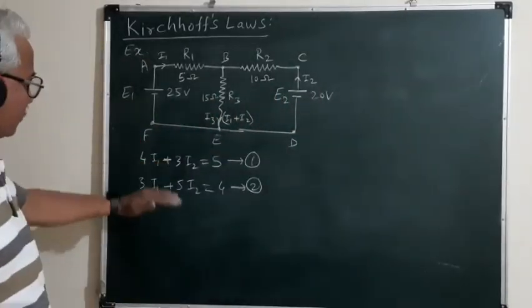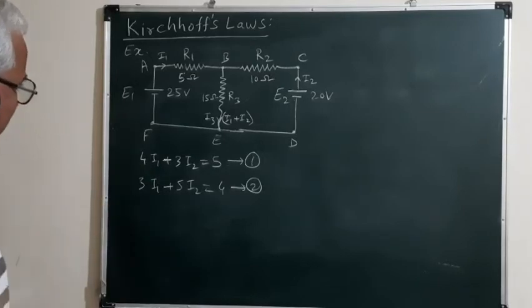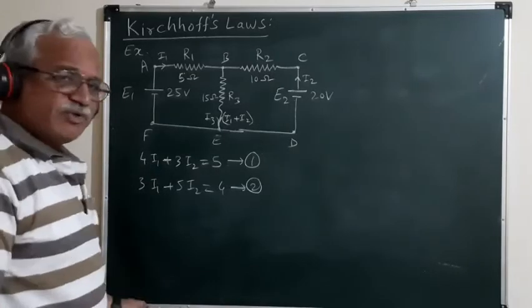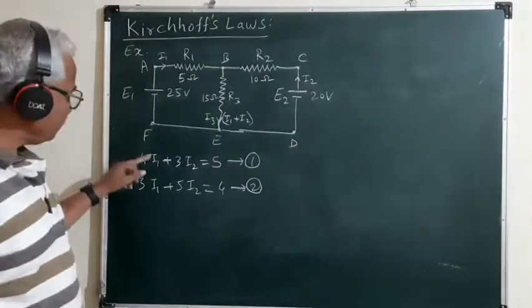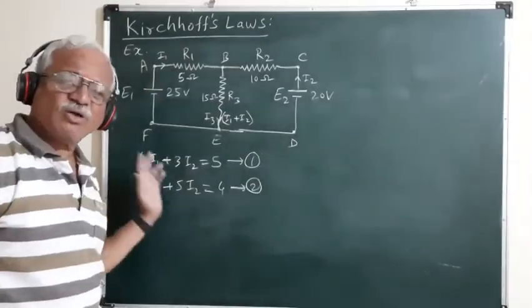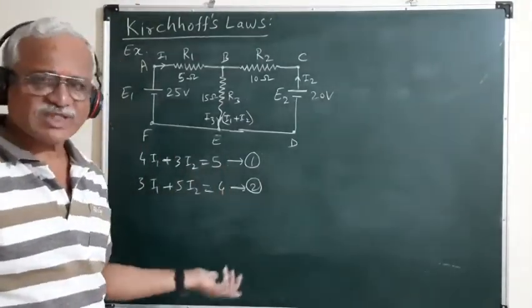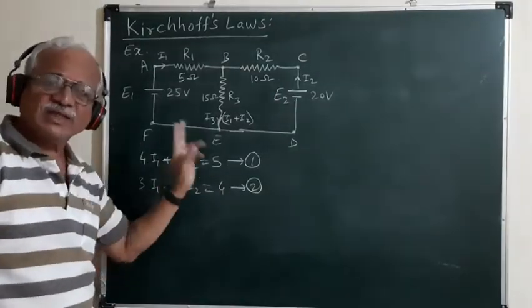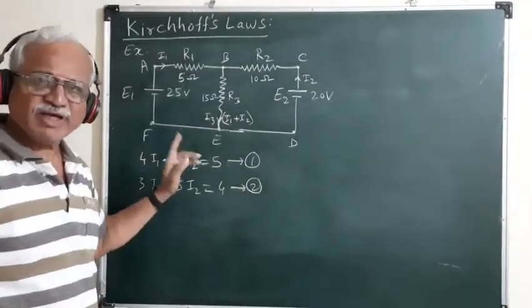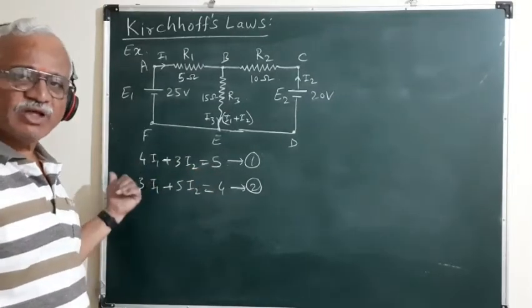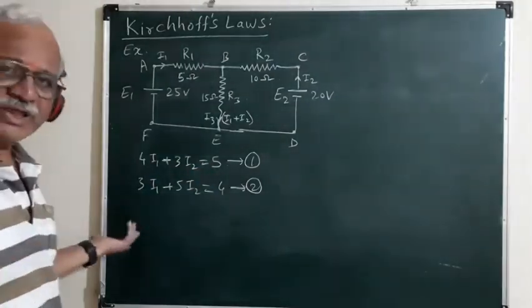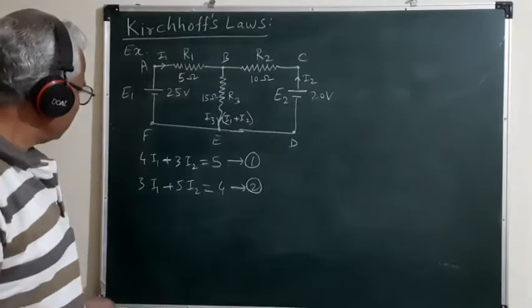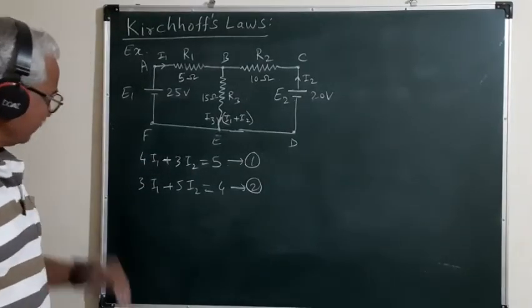To solve these two equations simultaneously, we can eliminate either the value of I1 or I2 from these equations. If we eliminate I1, we will get the value of I2. If we eliminate I2, we will get the value of I1. We can do it either way around. So let us eliminate I1 first.